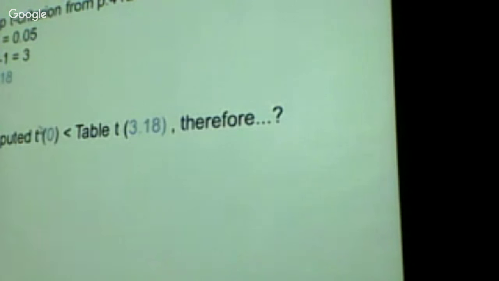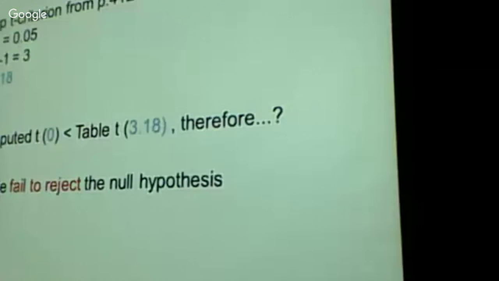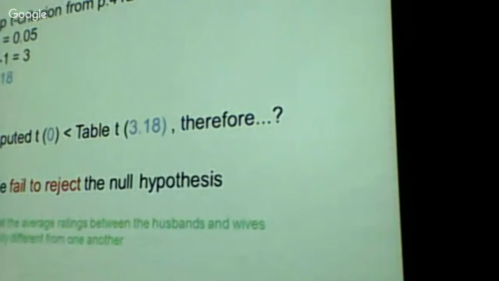So I look up in the back of the book the value here. I know my alpha is 0.05, my degrees of freedom is 3, so that's my t from the back of the book. I computed 0. It's less than the back of the book. Therefore, what do I do with my null? My t is not bigger than the back of the book. I fail to reject my null. Exactly. So unfortunately, the husbands and wives actually are saying the same thing.